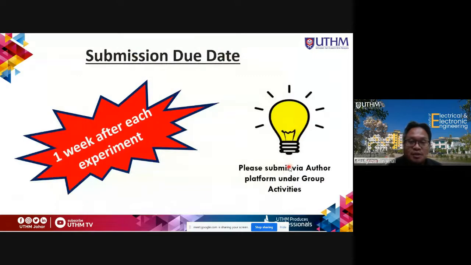And then submission due date, 1 week after each experiment. So let's say you are doing the experiment today, the next 7 days will be your due date. So make sure you follow the timetable. And then please submit via Outer platform under group activities. Your respective lecturer will create a folder for the experiment, and inside that the group folder for each group, and then you can upload your report in there via the group activities tab.